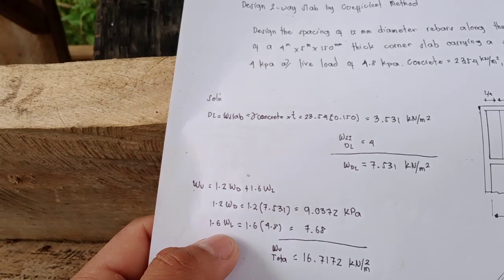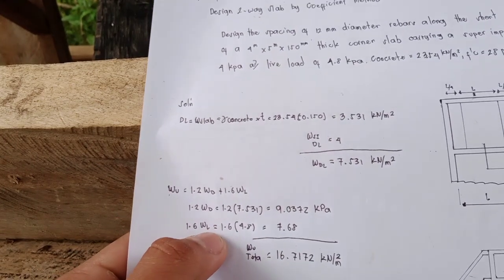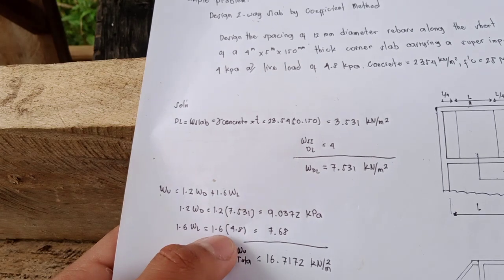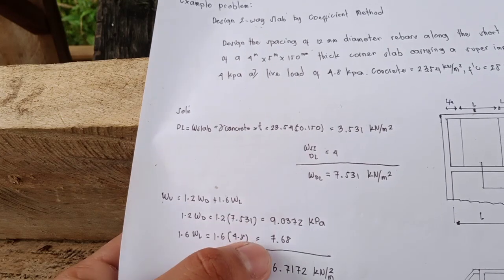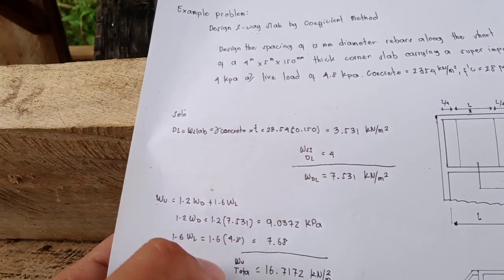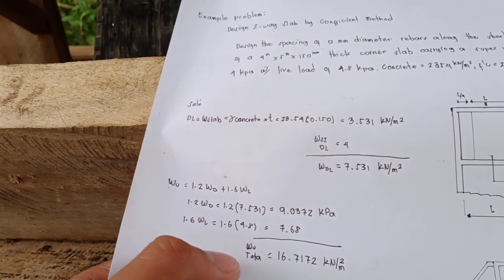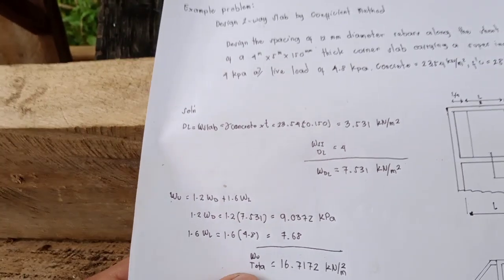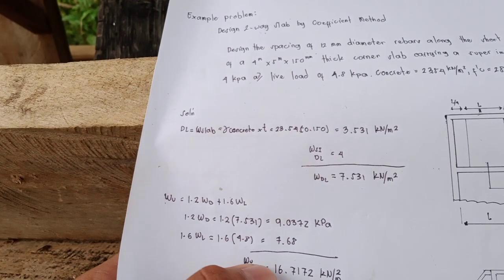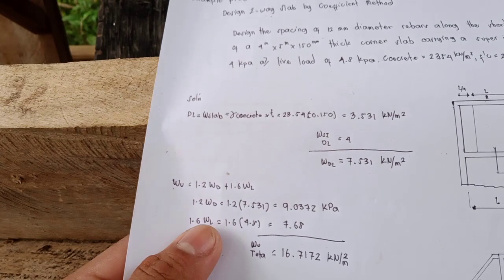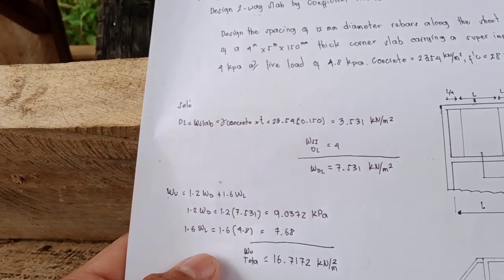So 1.6 times our weight of live load, which is 4.8 kilopascal, equals 7.68. So we can add these. The weight ultimate total is 16.7172 kilonewton per square meter of area.